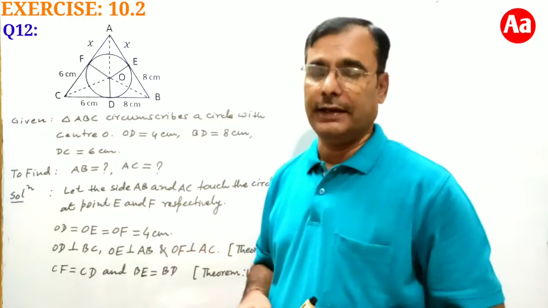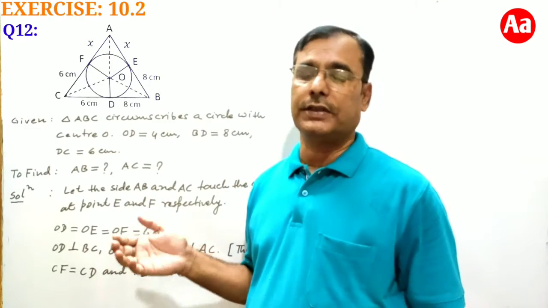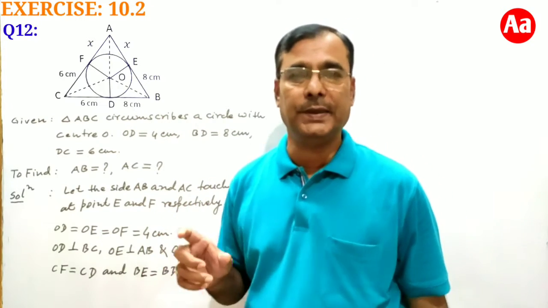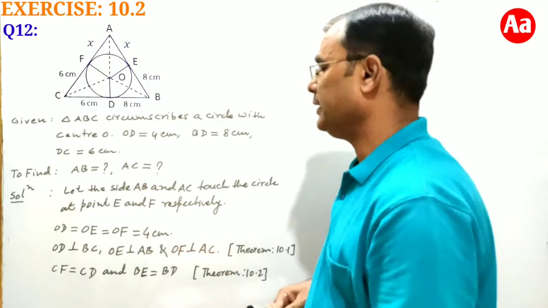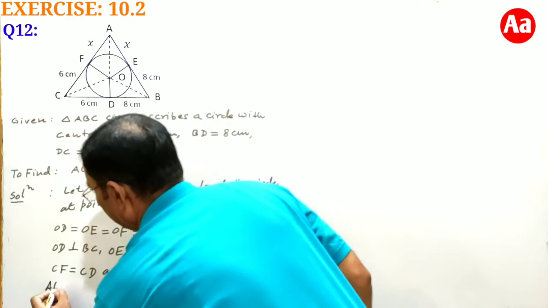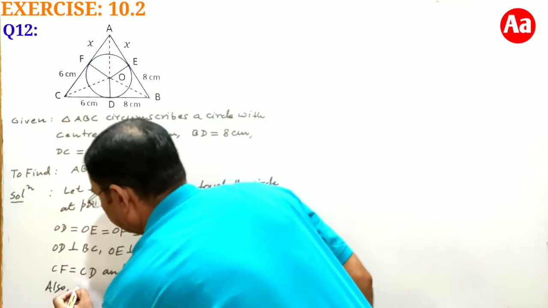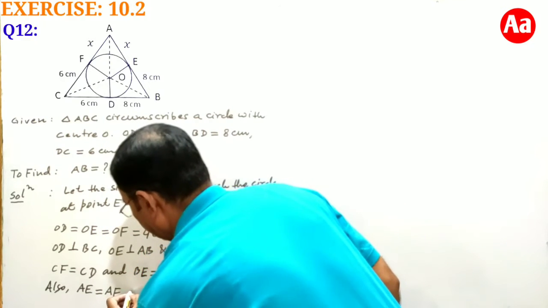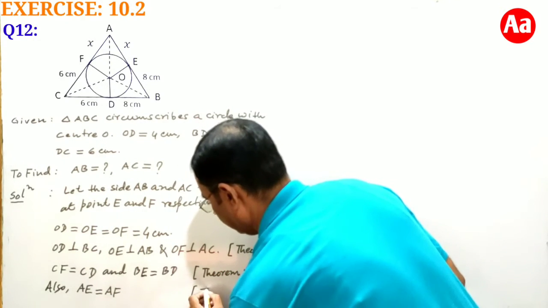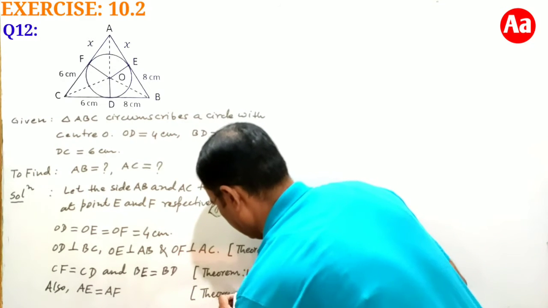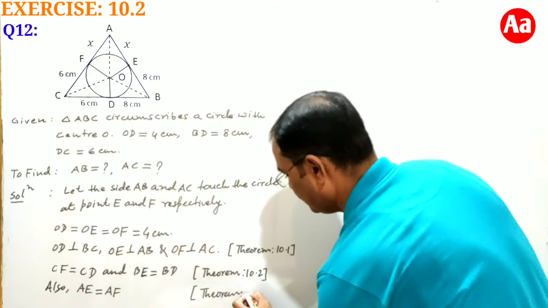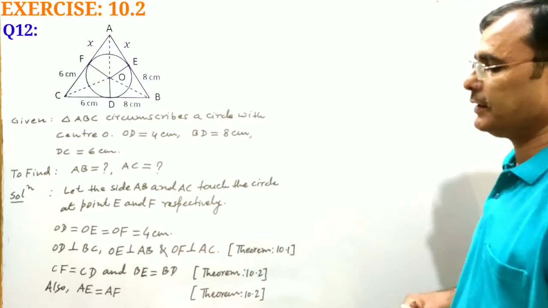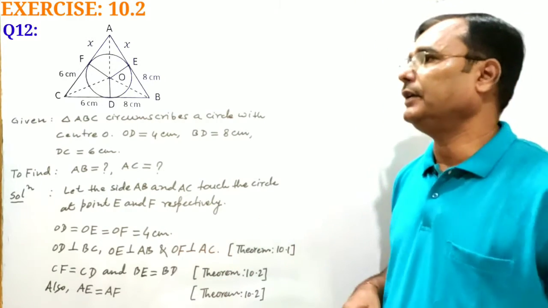Now AE and AF, they are also tangents drawn from external point A to the circle. So AE and AF are also going to be equal according to theorem 10.2. So also AE is equal to AF, reason is theorem 10.2. Lengths of tangents drawn from an external point to a circle are equal.